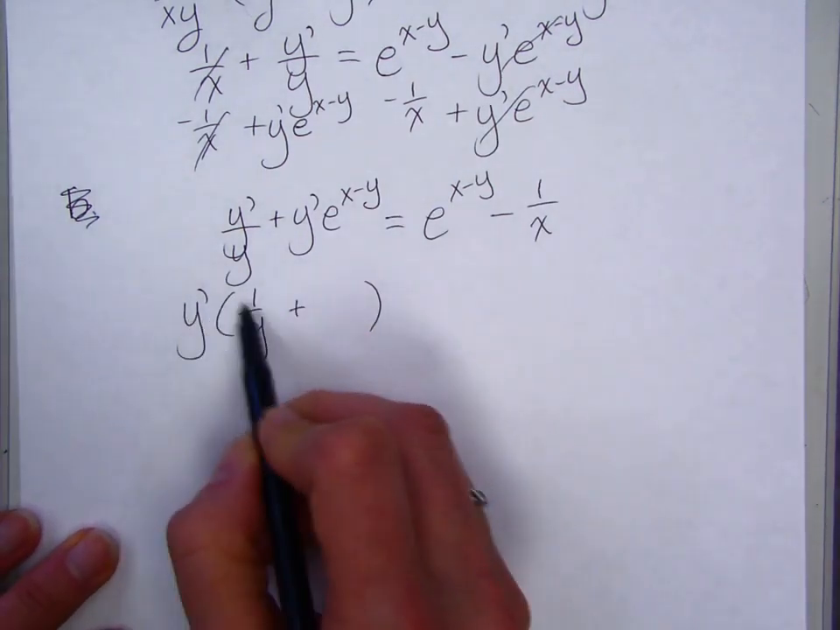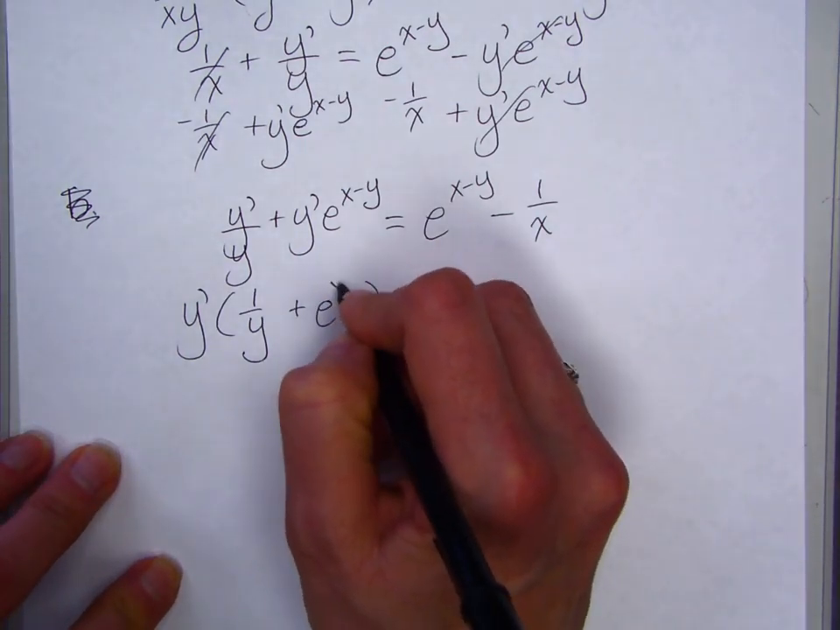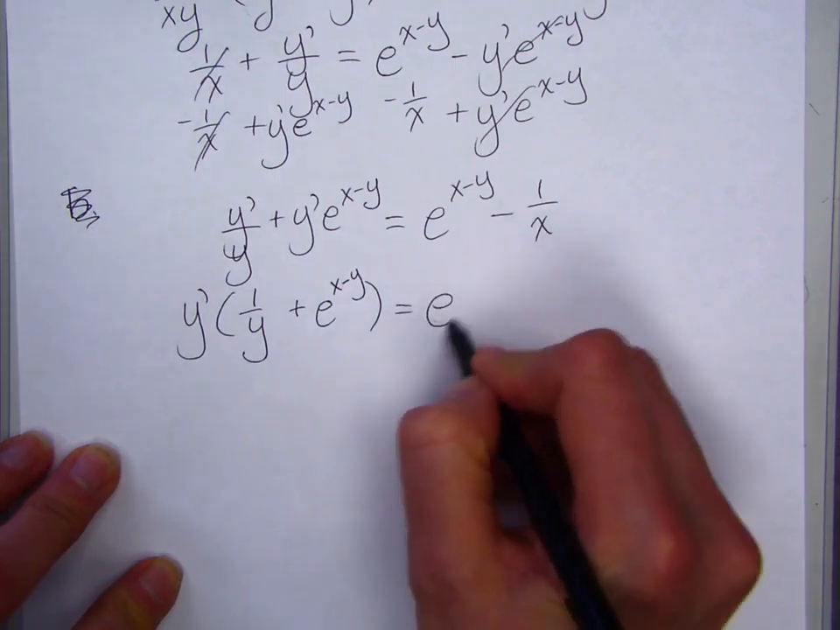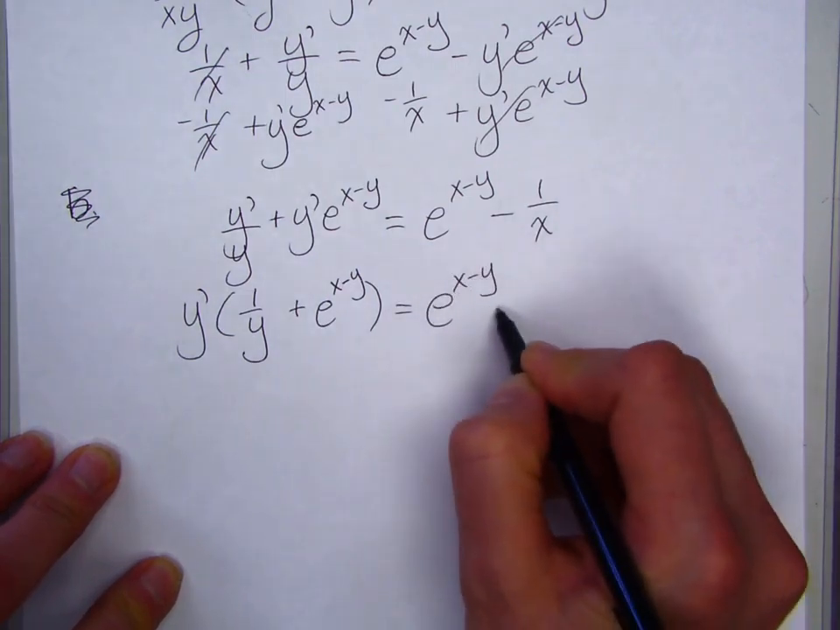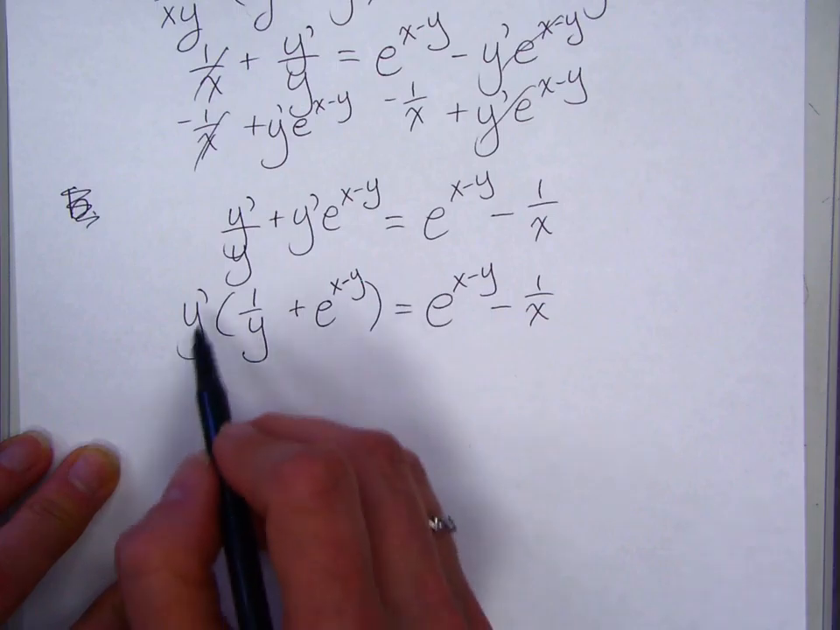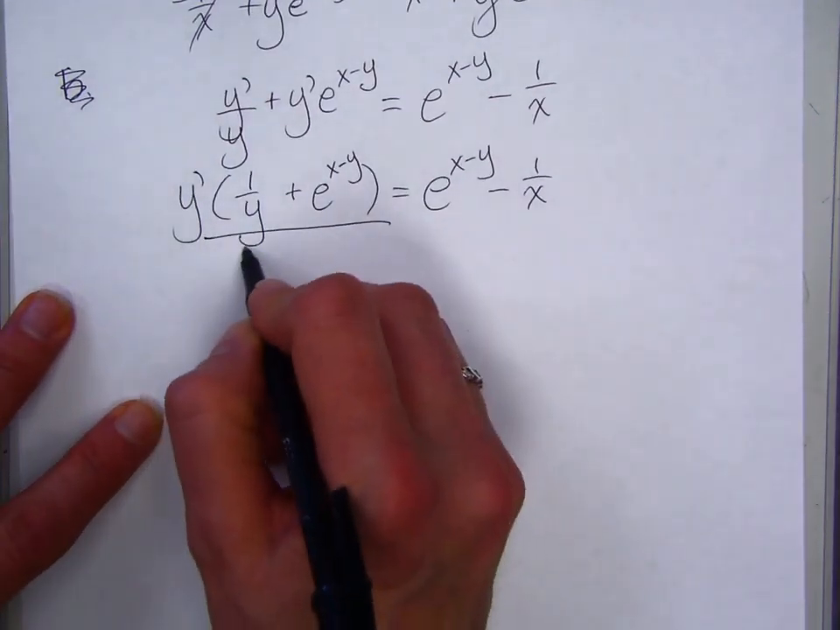Because again, think about multiplying that back. You'd have 1 over y plus e to the x minus y equals e to the x minus y minus 1 over x. And then last but not least, to solve for y prime, let's divide by all this stuff.